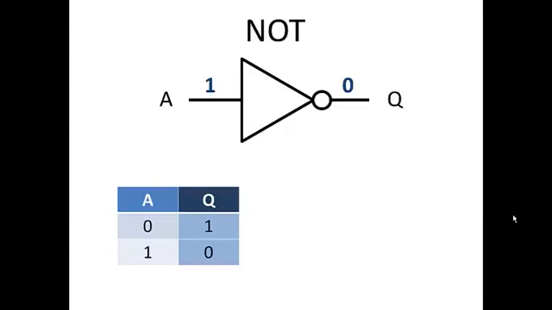It also can be called an inverter because it switches whatever the bit is. It gives you the opposite output. So when we write this in a Boolean equation, we write it like this: Q equals A not, or Q equals not A. The bar over the A means the inversion of the A, or the opposite of A.